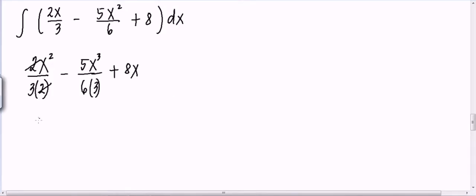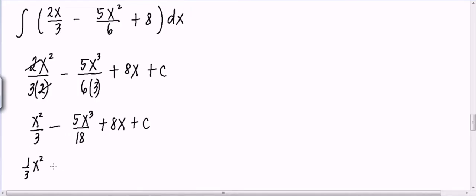So there's 1 or x squared remaining on top, x squared over 3. Minus 5x cubed over 18. There's no common factor between 5 and 18, so it's already simplified. Plus 8x, and I forgot, plus c. So the final answer is x squared over 3 minus 5x cubed over 18 plus 8x plus c. I always say this is also equal to 1/3 x squared minus 5 over 18 x cubed plus 8x plus c.